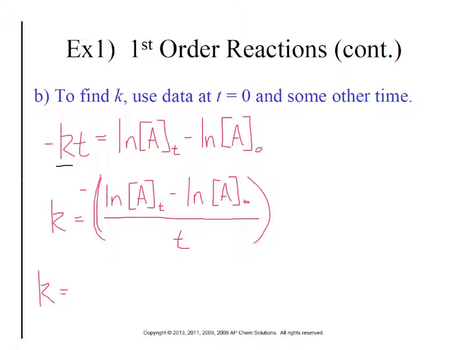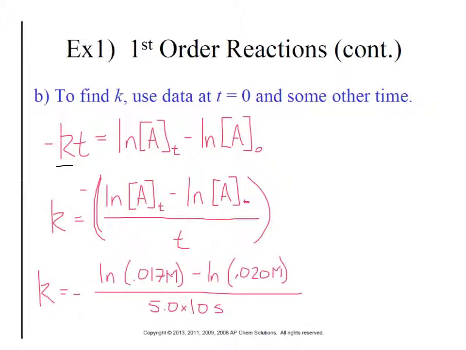I'm going to use data from time 0 and then any other time. I'll use 50 seconds. You could use 100 seconds or any other number that you want. Either way, you'll get the same value. So plug them in, making sure to put units on there, so molarity cancels out molarity since we're subtracting natural logs. And that gets us a final value of 3.3 times 10 to the negative third. And the units on that, since we have just seconds on the bottom, is going to be seconds inverse.